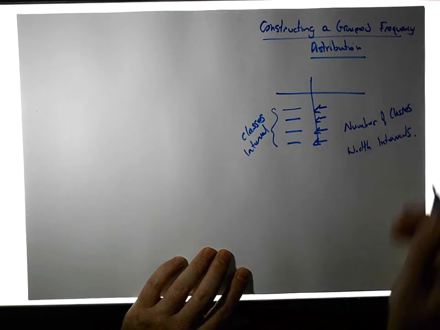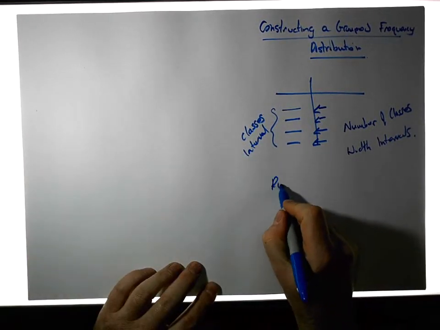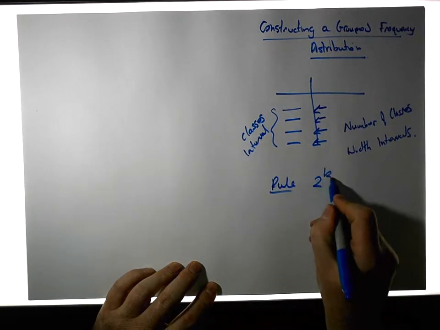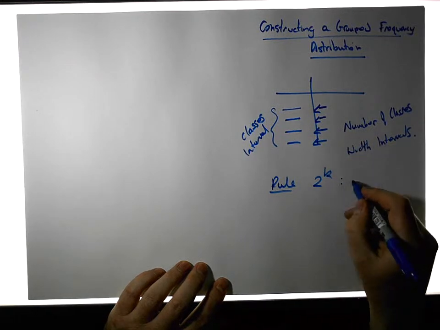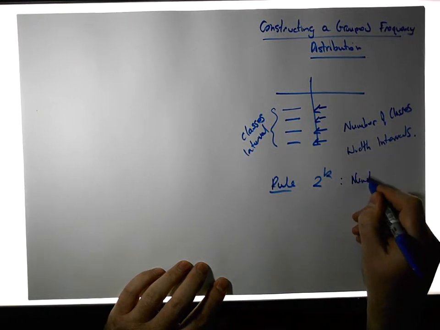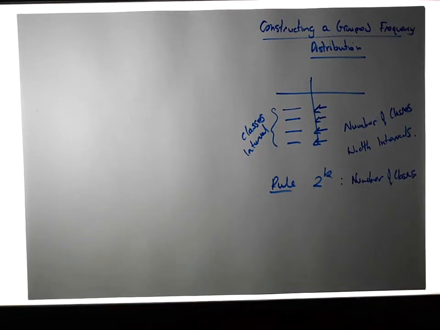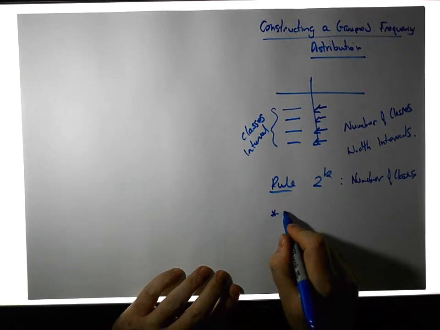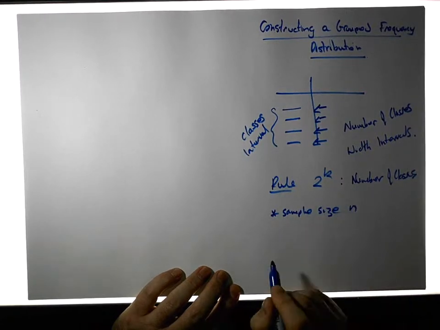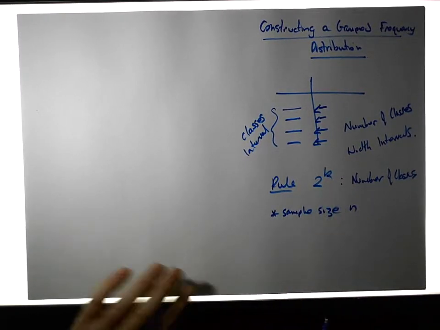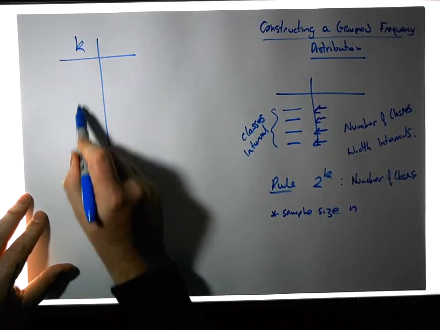So Harif, we have a rule. It's called the 2 to the power of k rule, which allows us to calculate the number of classes that we require. The first thing you have to keep in mind is your sample size n. And then we have a table for 2 to the power of k. So the possible number of classes are listed down here.